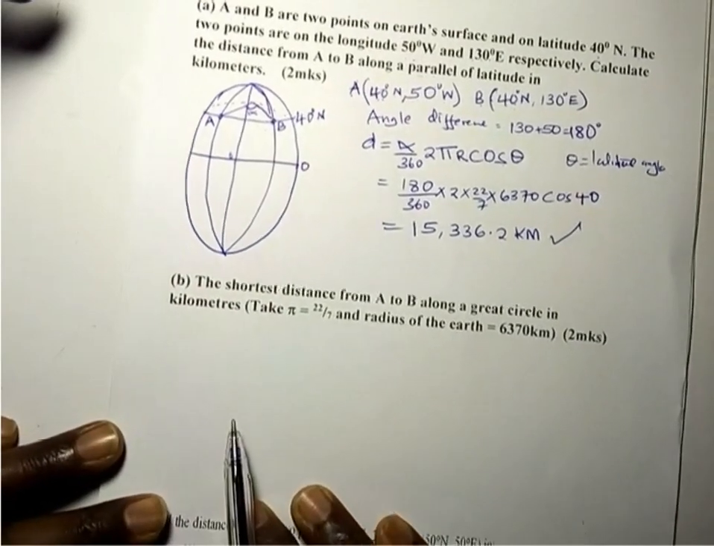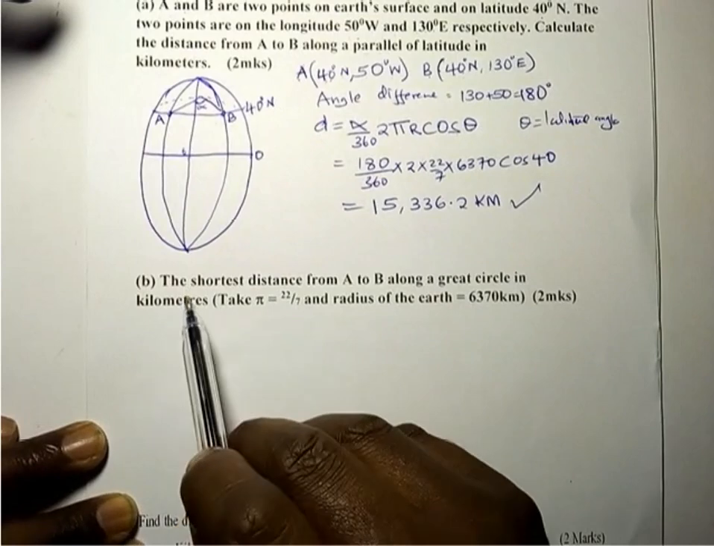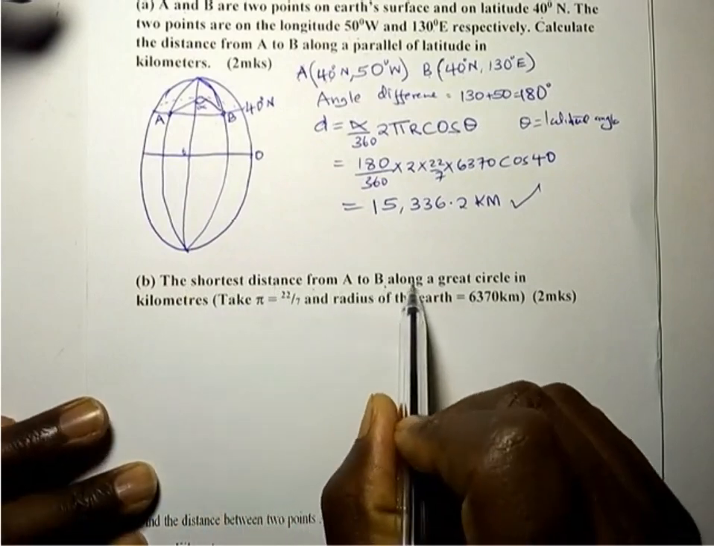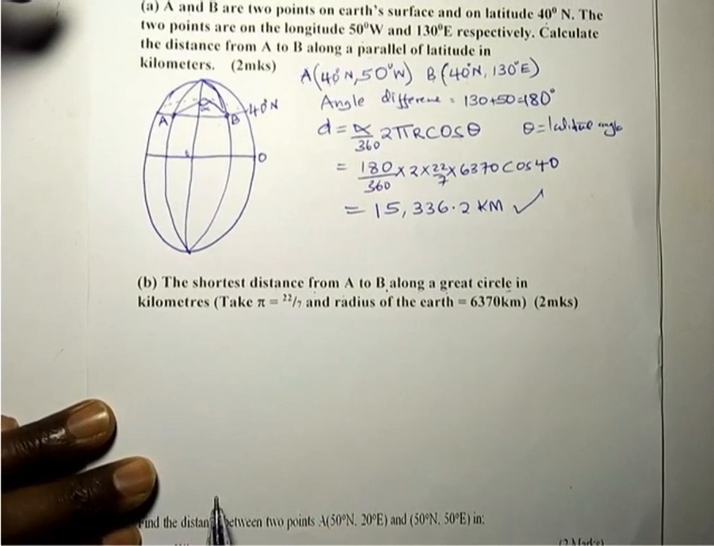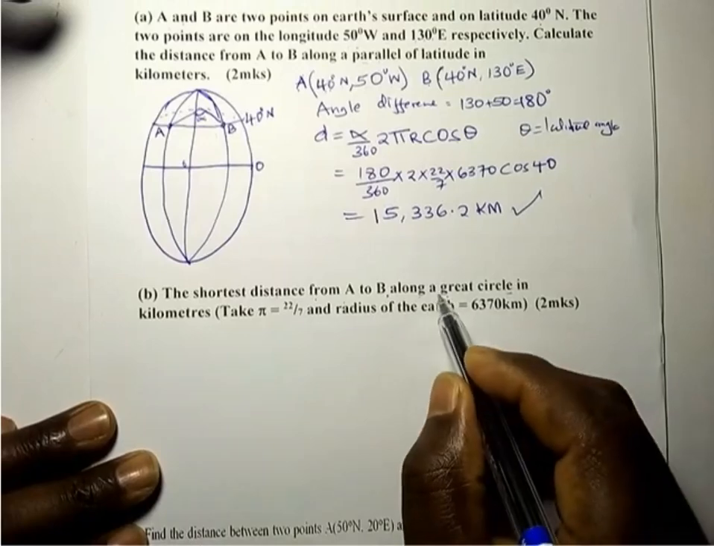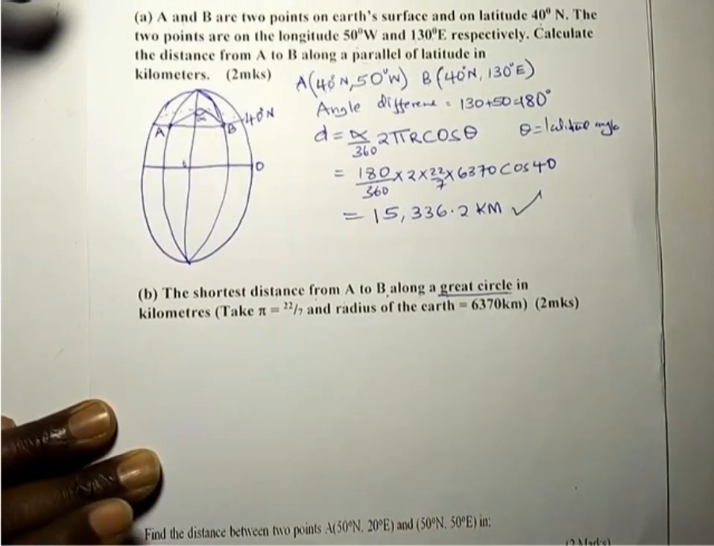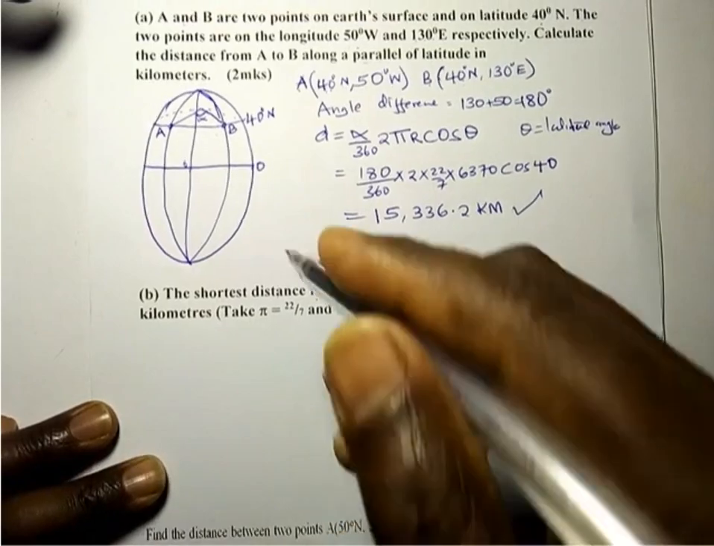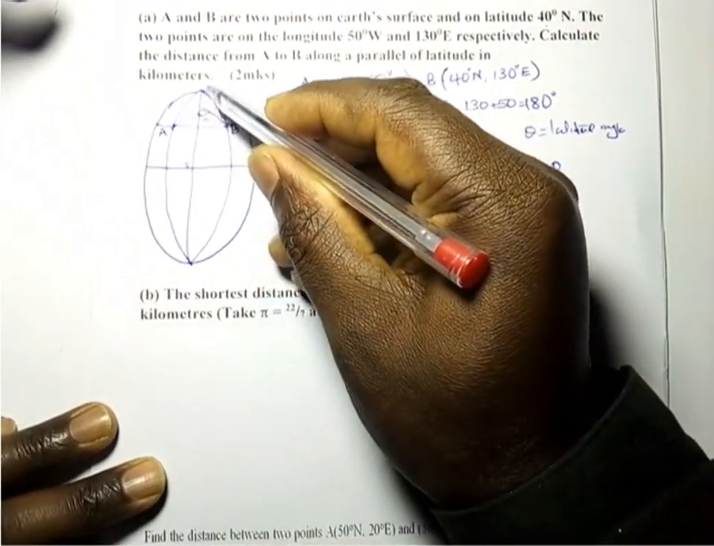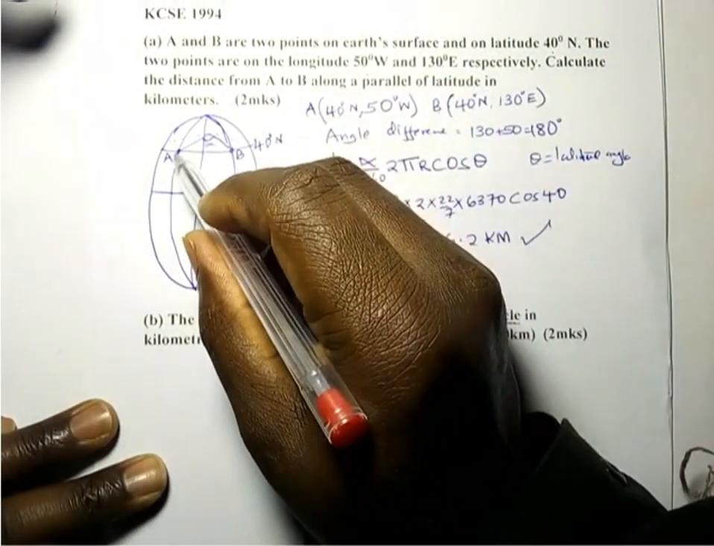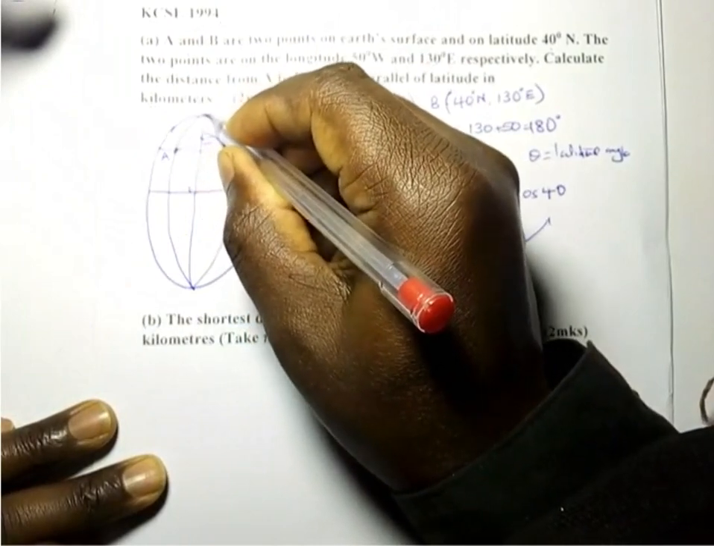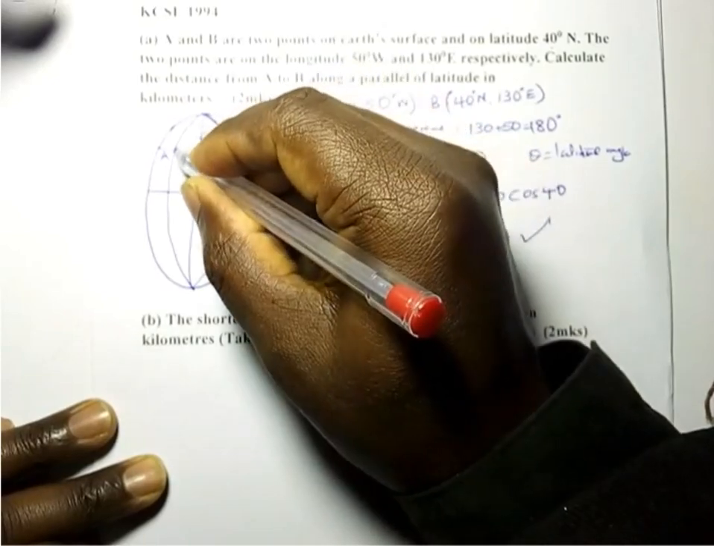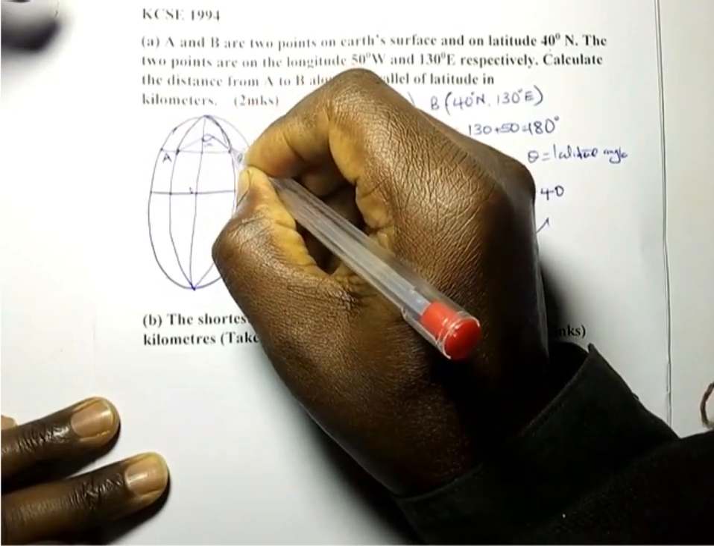Part B, the shortest distance from A to B along a great circle in kilometers. So now we are calculating the distance between A and B, but this time along a great circle. We know well that a great circle passes through the longitude. So we are going to calculate the distance AB through A going this way. So if we go like that, we will go along the great circle.